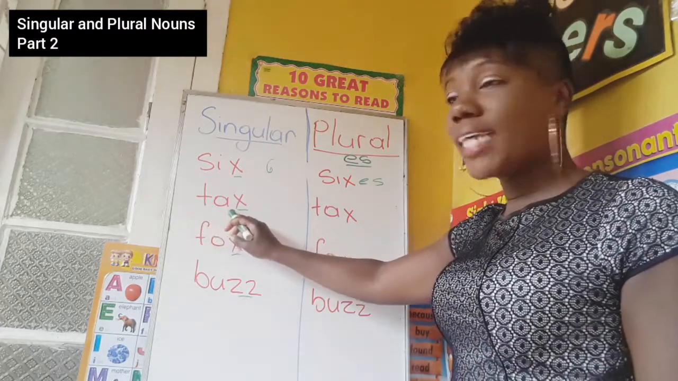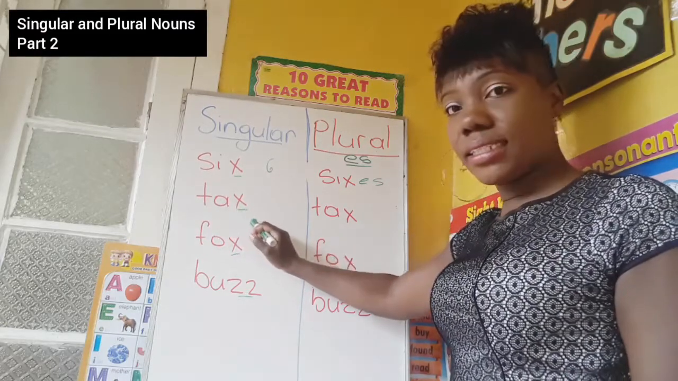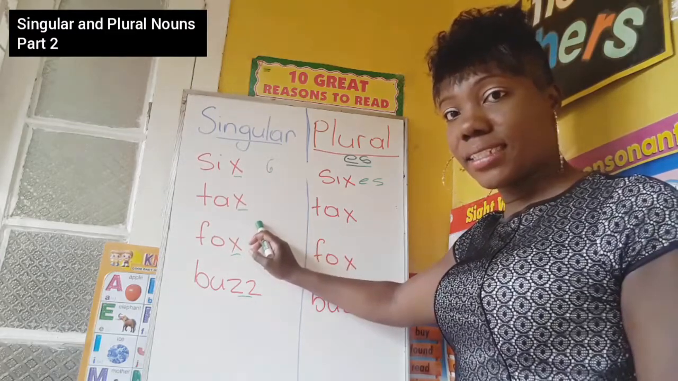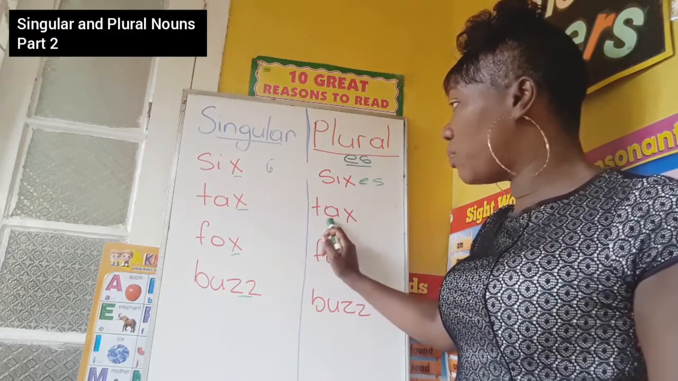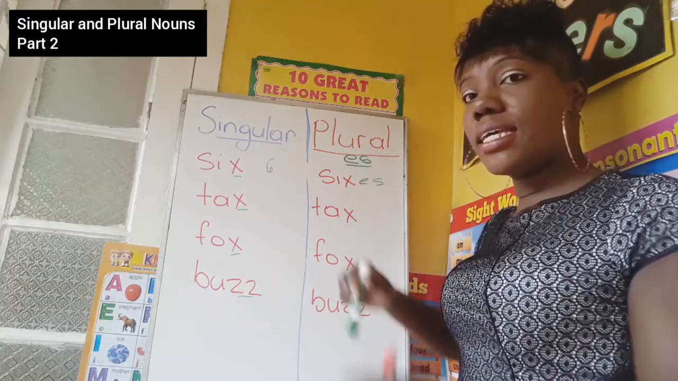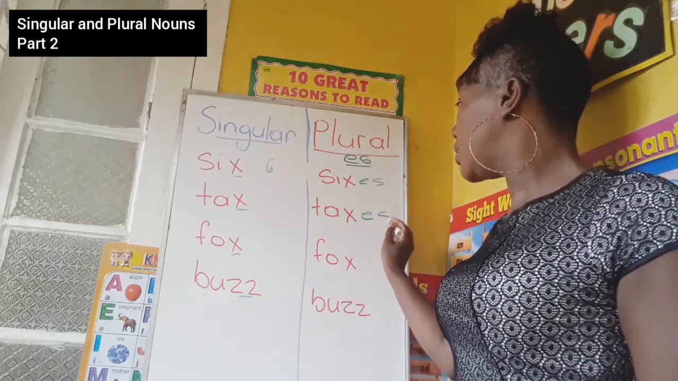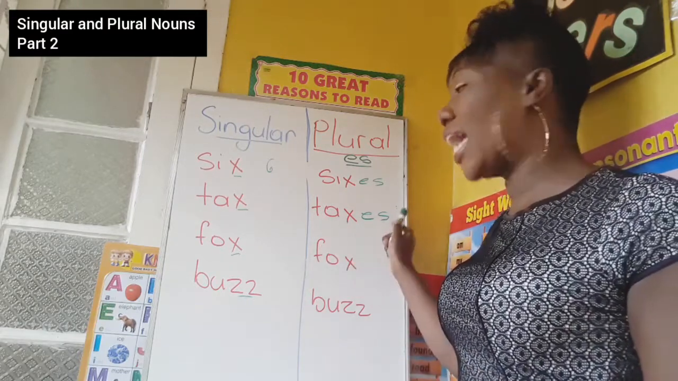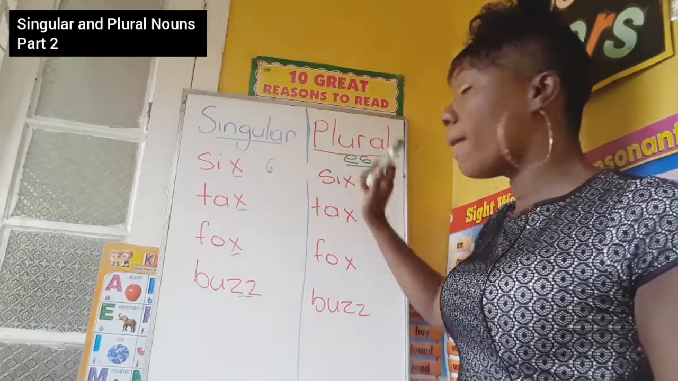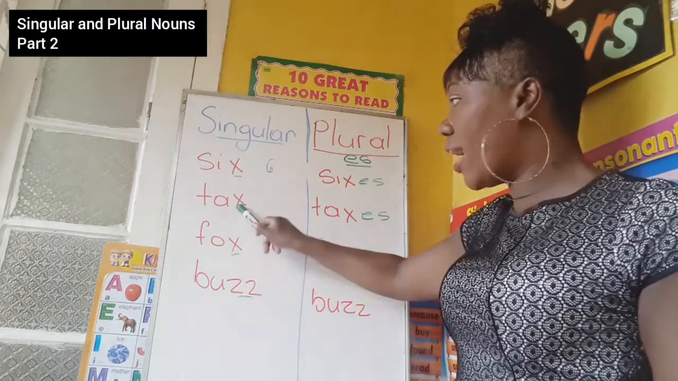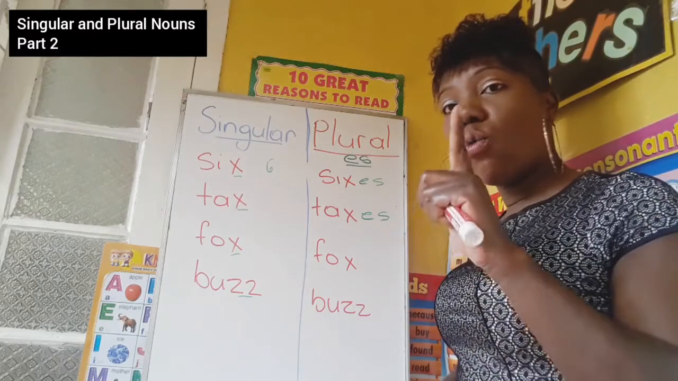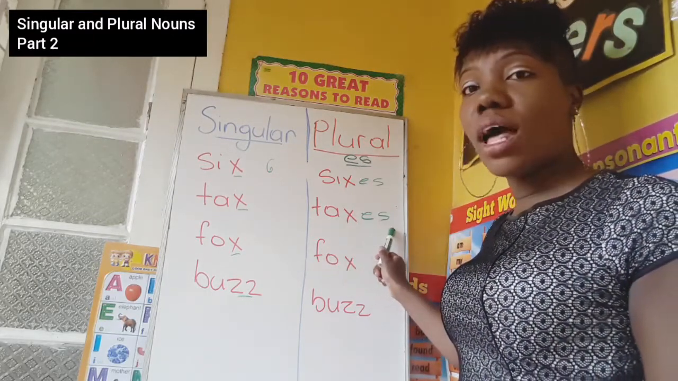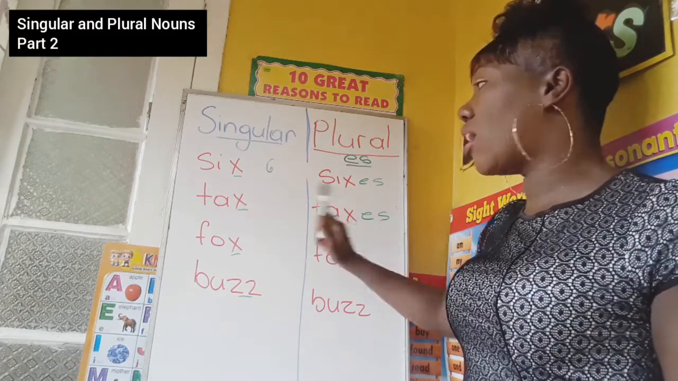Here we have tax. And this is one tax. To make tax plural, we add ES. So it is now taxes. So it is more than one because it is now plural. Over here it is singular, meaning one. And now it is plural, meaning more than one. And we added ES because it ends with an X.